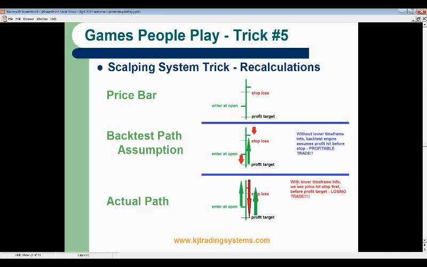And this happens a lot more than you think it does. And it's all because the backtest engine has to make certain assumptions. So scalping systems are notorious for this because you're getting in real quick and out, and you have a real tight stop. And so depending on the assumptions the backtest engine makes, it'll just assume you hit these 1 or 2 tick profits all day long, when the reality is you might not.